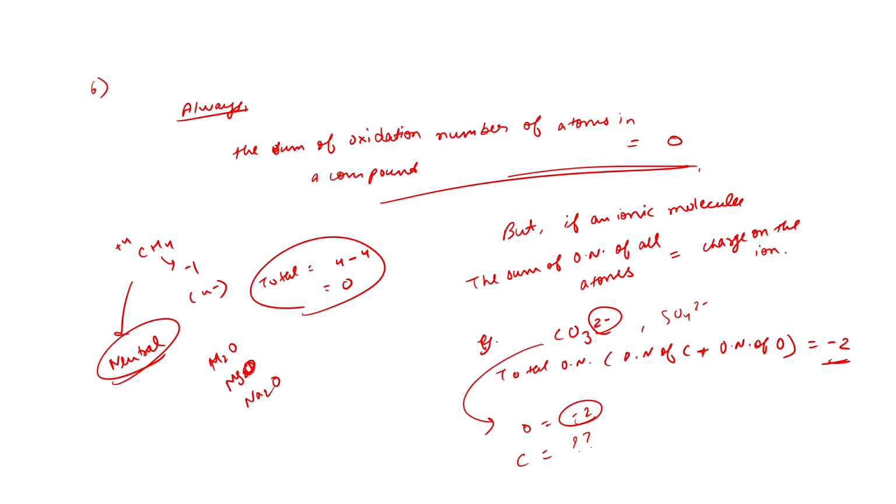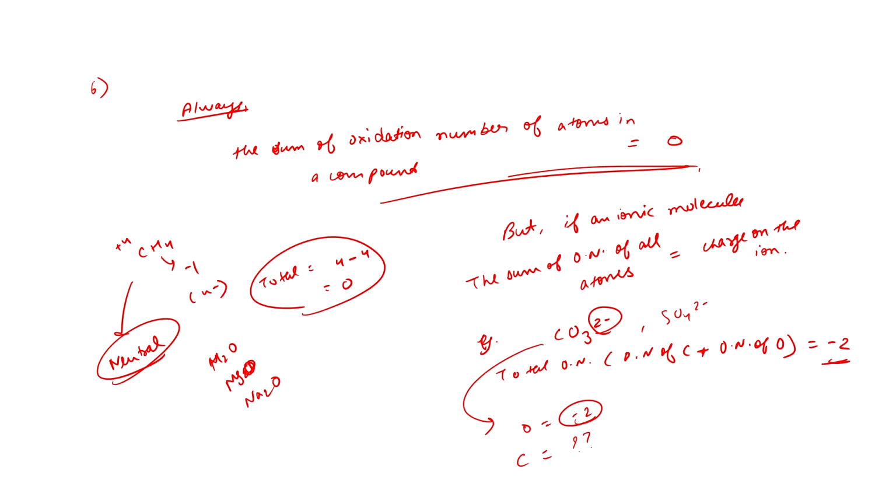If any unknown compound or molecule is given to us, how do we calculate the oxidation number of any element in it? We have certain rules in mind. Just memorize those rules, go through them: oxygen, hydrogen, alkali metals, alkaline earth metals, halides, and then we will see how we can calculate the oxidation number of any element in any compound.